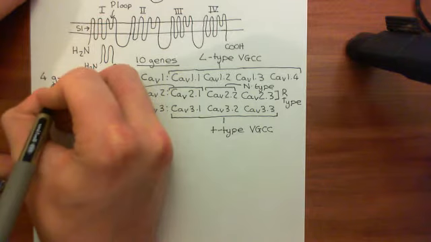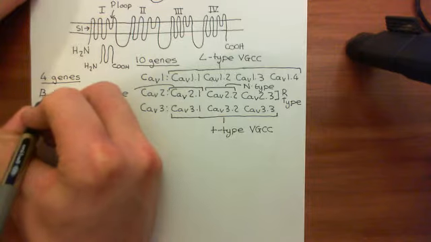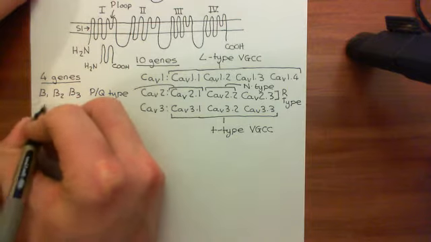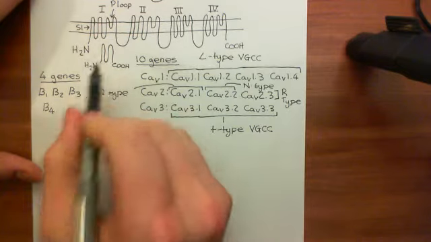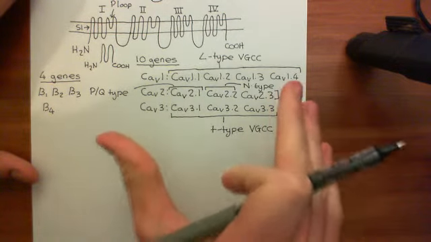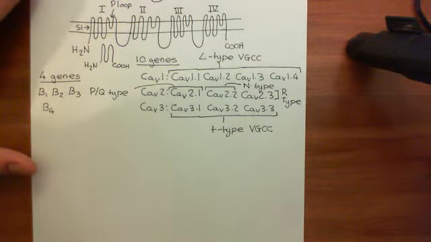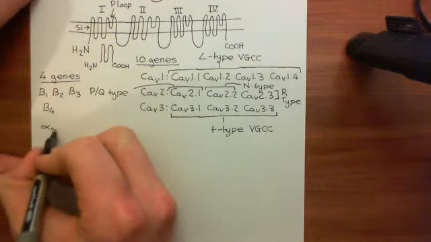Okay, now there are actually 4 different genes for beta subunits, and these are called nice simple names. So the 4 genes for the beta subunits are just called beta 1, beta 2, beta 3, and beta 4. So those are the 4 genes that code for beta subunits of voltage-gated calcium channels. Okay, right. So not only do you have a choice of which alpha-1 subunit you're going to use if you're going to build a voltage-gated calcium channel, but you also have a choice of which beta subunit you're going to use.